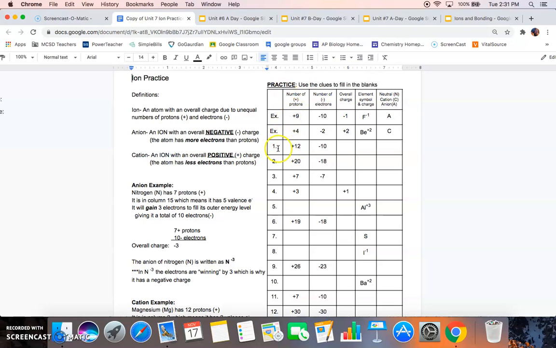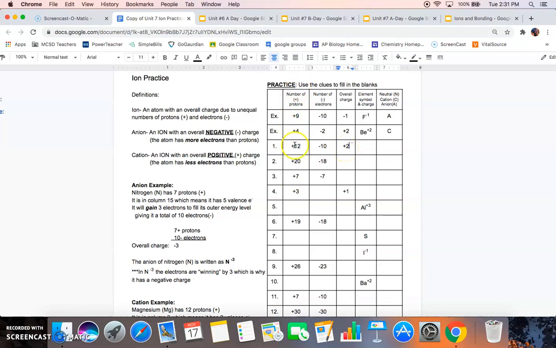If we look at the first one, we know a couple things. I have 12 protons, so that's positive 12, because protons have a positive charge. But I only have 10 electrons. Electrons have a negative charge, so that'd be negative 10. If I add these two things together, 12 plus negative 10, or 12 minus 10, I'm going to have a charge of plus 2. I have 2 more protons than I do electrons. So whatever element I have is going to have a positive 2 charge.